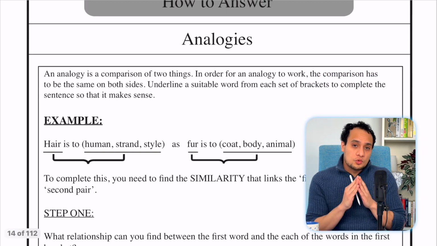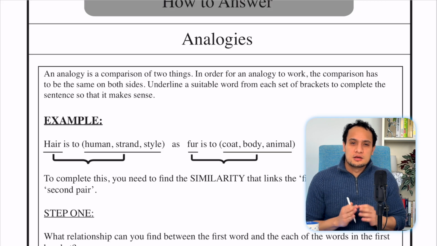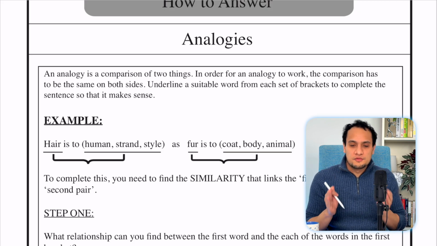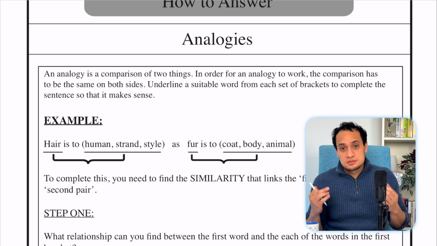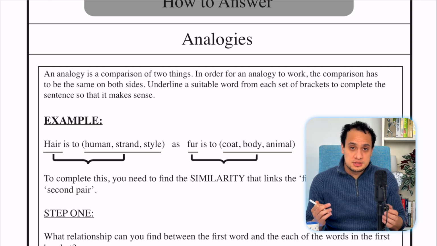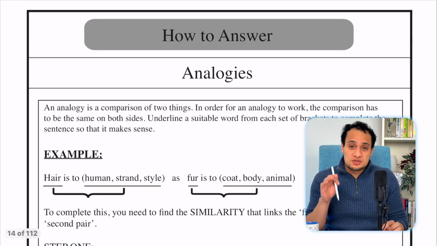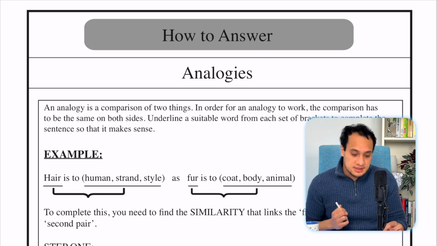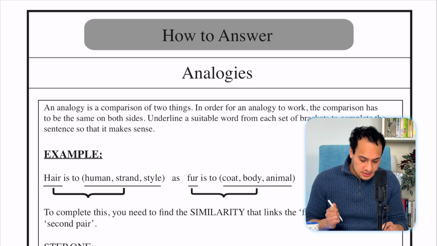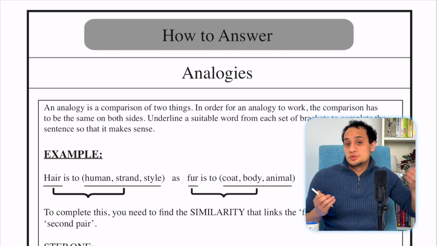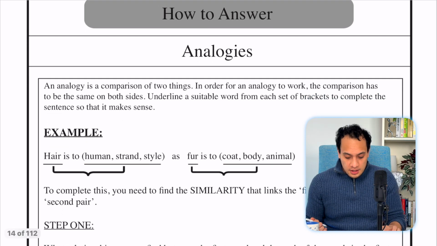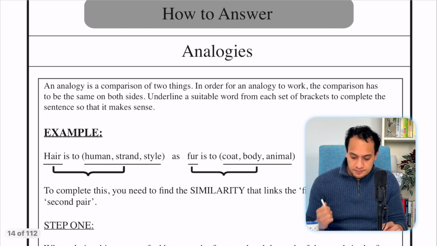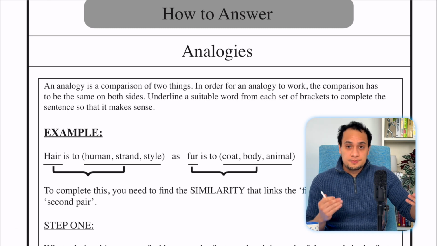Analogies are really quite challenging. They're, I think, the hardest, or one of the harder verbal reasoning question types. So I'm just going to go through a brief explanation and then we'll move on to do some questions together. So analogies are comparisons between two things. In order for an analogy to work, the comparison has to be the same on both sides.